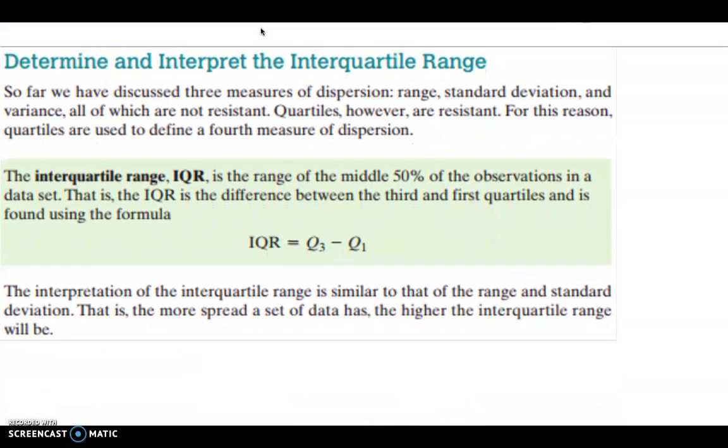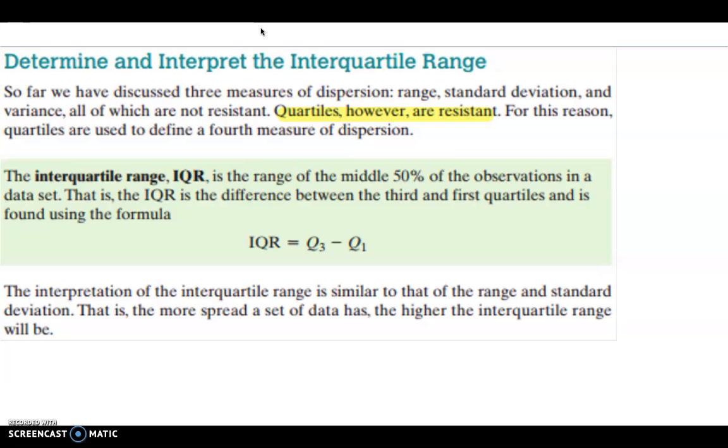We're not going to spend a lot of time doing it by hand, but just so you can get an idea, that's what it means, because StatCrunch is going to help us get those. Now, we've discussed measures of dispersion: range, standard deviation, variance. Those aren't very resistant. But quartiles, just like the median, are very resistant.